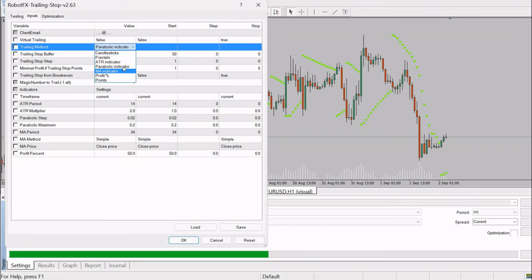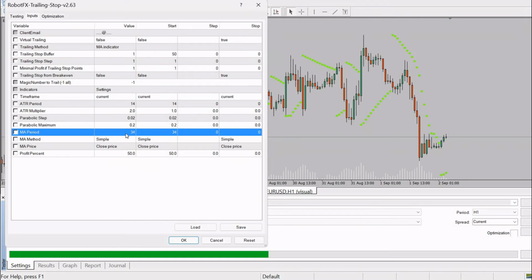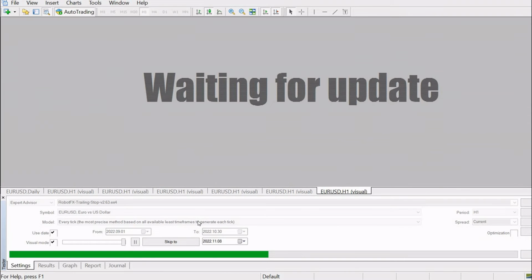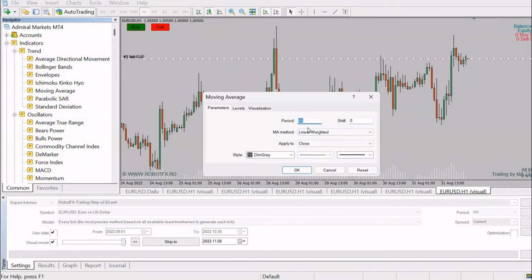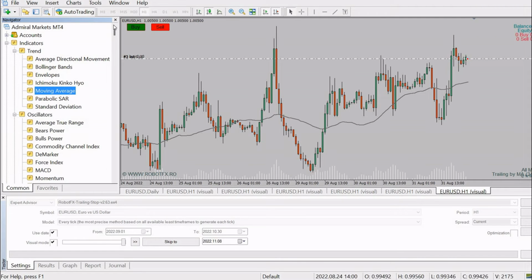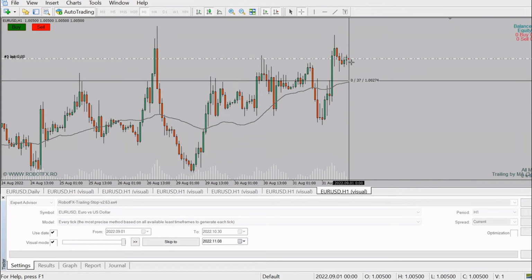There's also the option to trail the price using the moving average indicator. Again, the moving average indicator settings are right here. In this example, it's a 34 simple moving average. Let me attach it on the chart so we can better see what's happening. Simple, apply to close, I believe. So the stop loss would be right here.